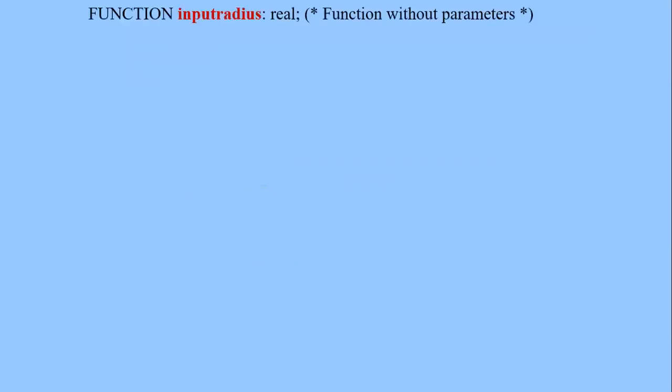Then we have the function called input radius. This function is not receiving any parameters, but it is going to return a value of type real. So function input radius, the return value will be of type real.